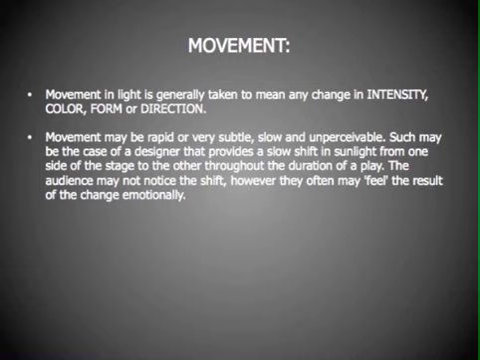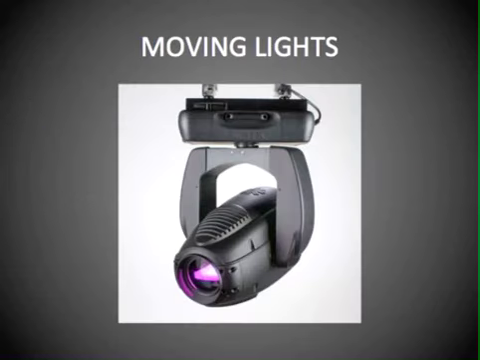Then movement. Movement in light is generally taken to mean any change in intensity, color, form, or direction. Movement can be very rapid or very subtle, slow, or unperceivable. It depends on what you would like the audience to feel in that particular scene. Now, the modern automated fixtures can also move physically, directing their beam from one part of the stage to the other. Basically, they can rotate on an axle. These moving lights can also change colors very quickly, so the colors will change and shift depending on how you program them.